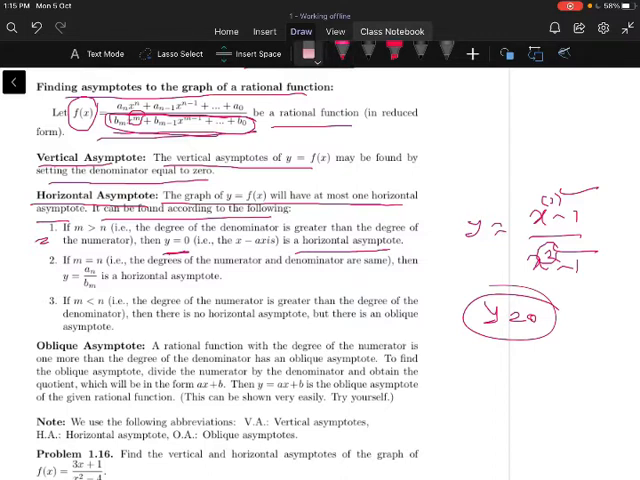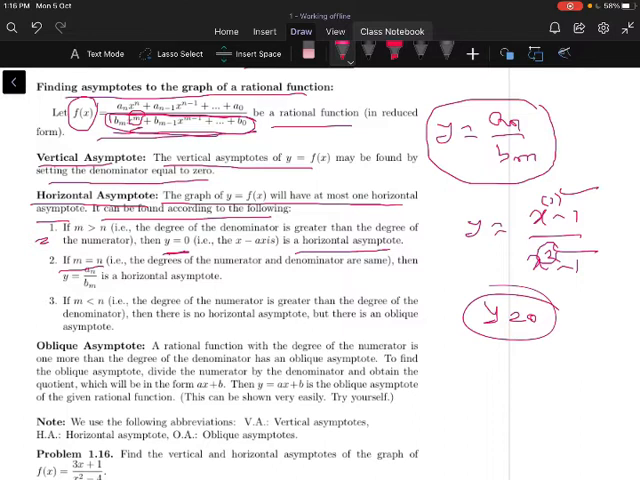For example, second case: if m is equal to n, meaning the degree of the numerator is the same as the degree of the denominator, then y is equal to an by bm. What is an? The coefficient of x power n, and bm is the coefficient of x power m. So this will be the horizontal asymptote when the degree of the numerator of the function f of x is the same as the degree of the denominator.